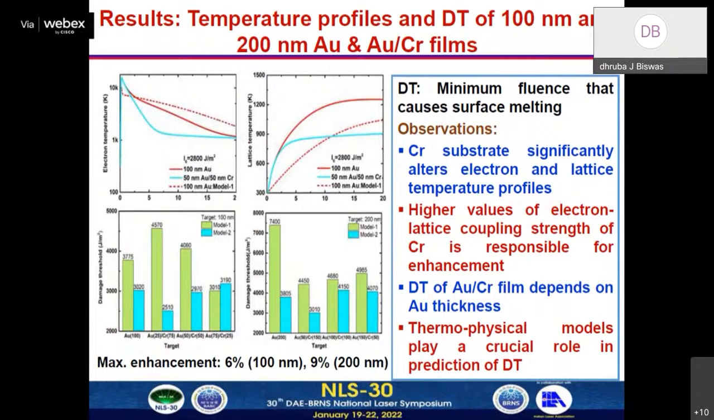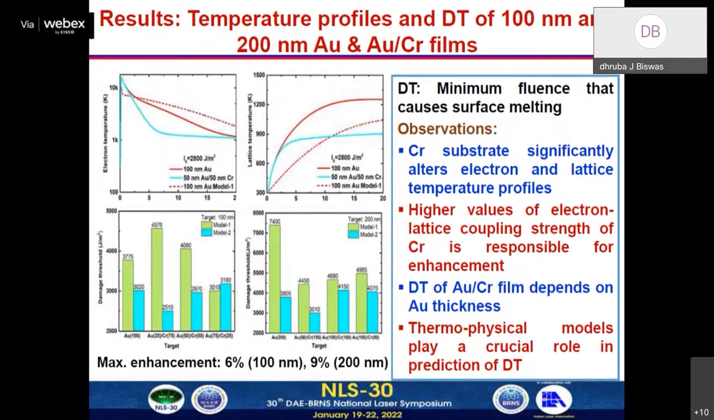Before that, the damage threshold is defined as the minimum fluence that causes the melting of the film. The top two figures show the electron and lattice temperature profiles of the laser irradiated surface at a particular fluence, 2800 joules per meter square. The dotted lines correspond to model 1 and solid lines correspond to model 2. From this plot, we can understand that the presence of the chromium substrate reduces the surface temperature. This points in the direction of enhancement of damage threshold.